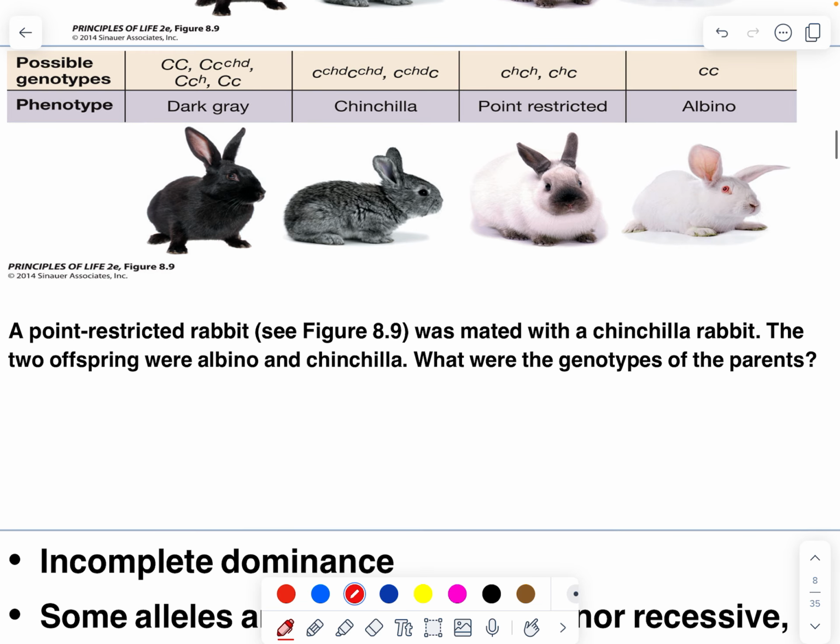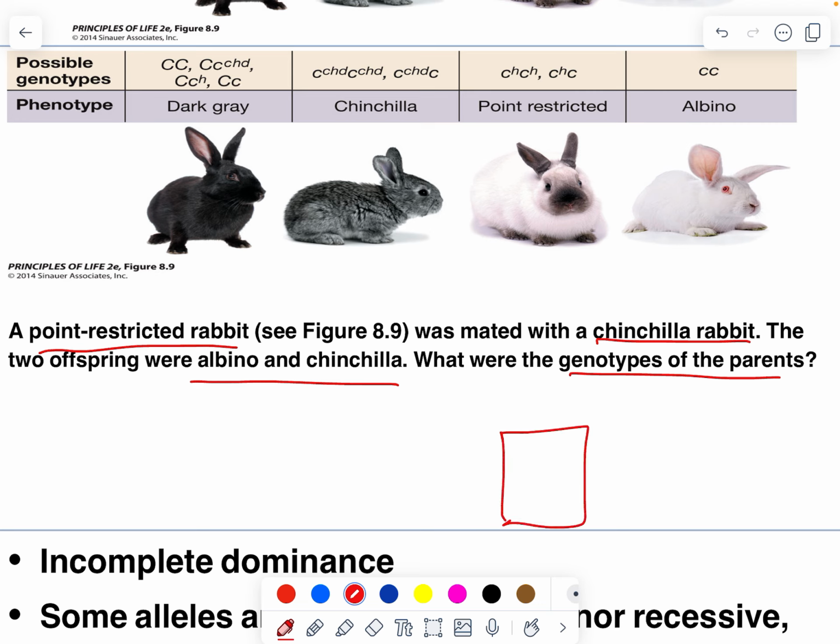So, do a little problem. A point restricted rabbit was crossed with a chinchilla rabbit. The two offspring were albino and chinchilla. What were the genotypes of the parents? So you've got to work backwards here. Fill out the box first, and then figure out what went here and here. Okay, work on that one.